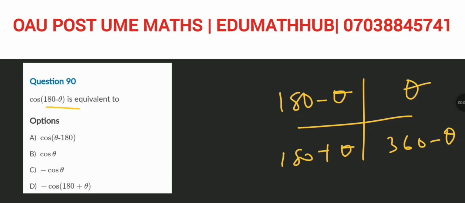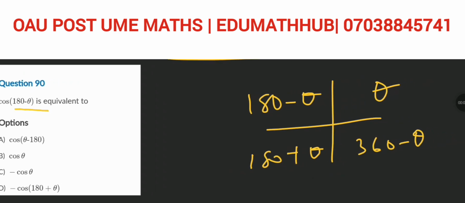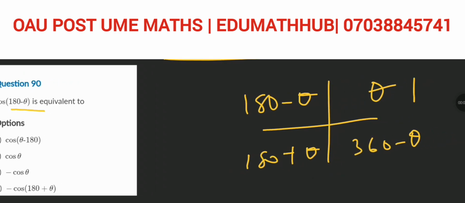For this next question, we are told that cos(180 minus theta) is equivalent to dash. So to solve this question, you need to remember your quadrants very well. So this is your quadrant here. In your quadrant, you have first, second, third, and fourth. And these are the formulas of each of the quadrants.